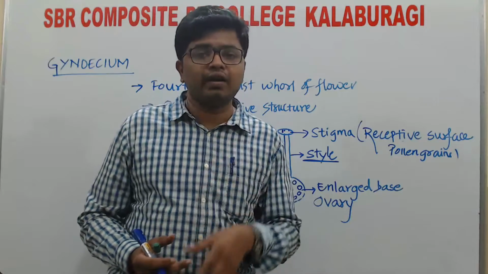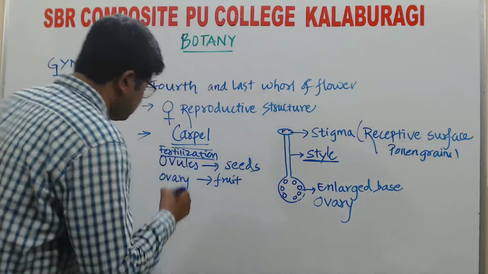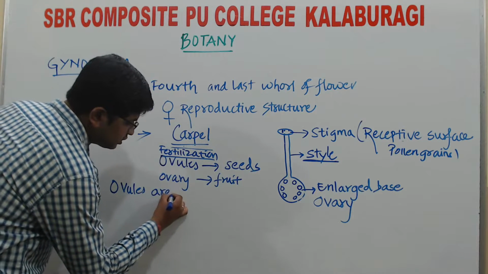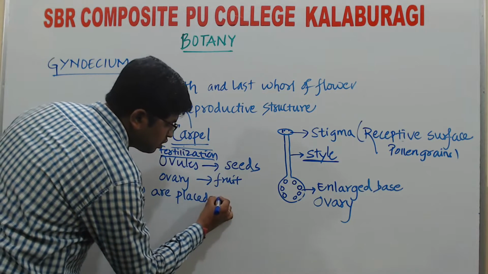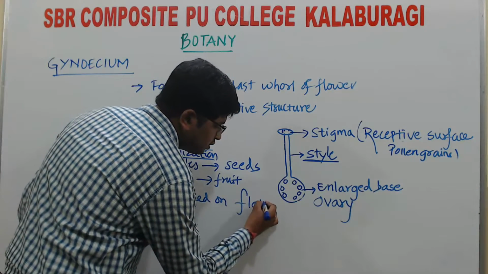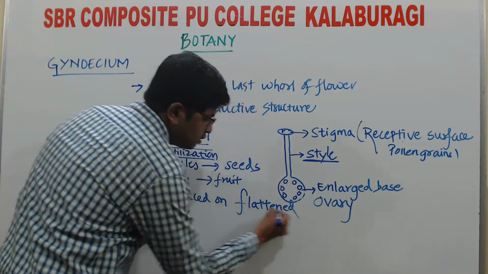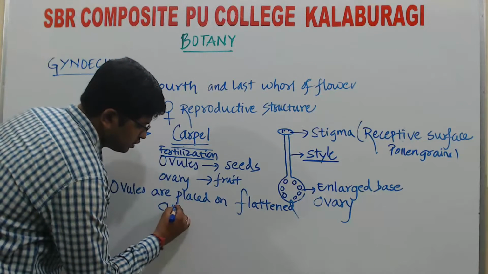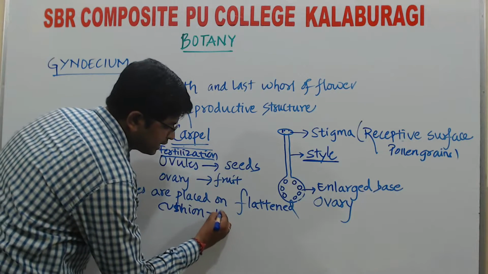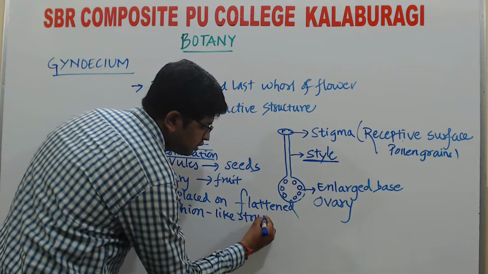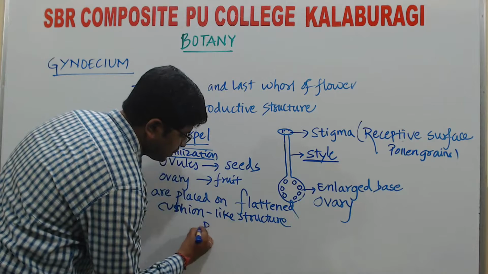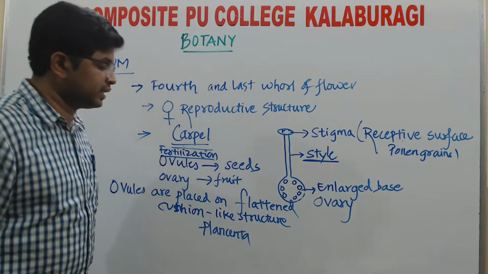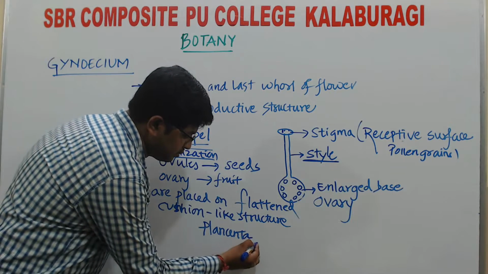Now, the ovules are found on a flattened cushion-like structure. The ovules are placed on flattened cushion-like structures. You call it the placenta. Remember this. We call it the placenta.